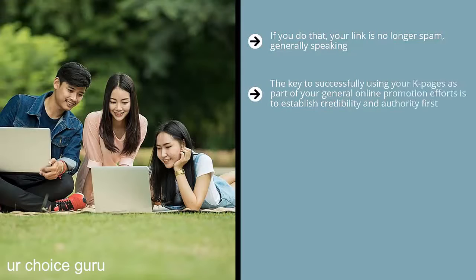The key to successfully using your K pages as part of your general online promotion efforts is to establish credibility and authority first. This means that when you're on forums, answer people's questions that may not have anything to do with your website. You have to be obvious with your need to help others. People hate traffic poachers. It's obvious that these people don't really care about the members of the community or the people reading their stuff. They just want to make money.